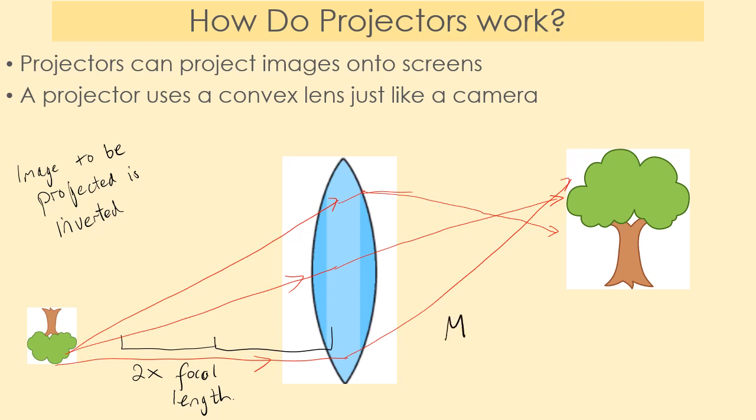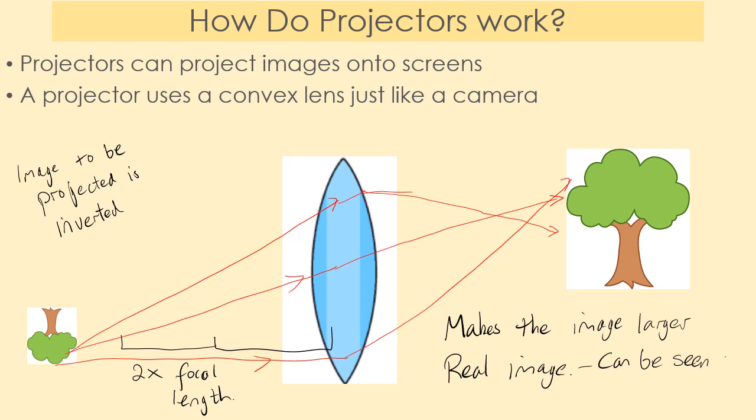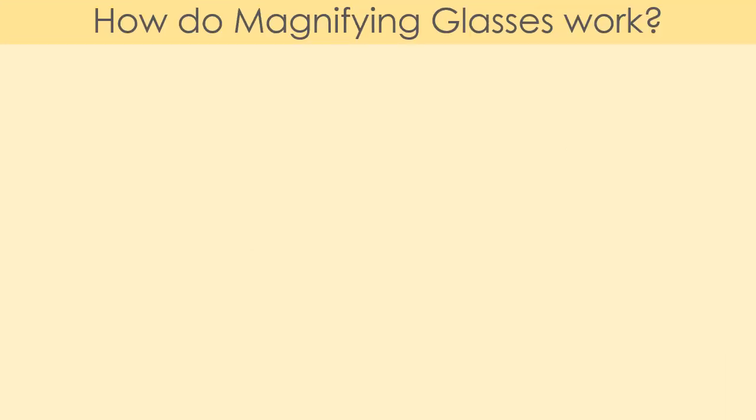So a projector makes the image bigger. And it's the right way up now. And again, it is a real image. The reason why it's a real image is that we can put it onto a screen and lots of people can see it. So it can be seen on a screen. So we class this as a real image. It works just the opposite way round to a camera. Same principles, they're the same way round though.